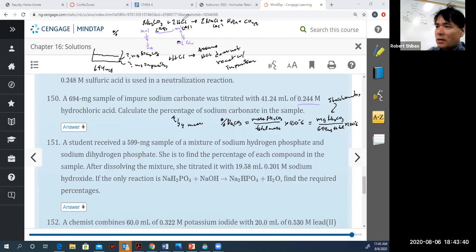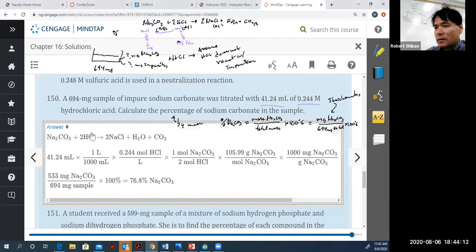And so it's just because the HCl only reacts with the sodium carbonate, so we can figure out how much sodium carbonate we had based on how much HCl reacted. And they give us how much HCl reacted: 41.24 milliliters of this 0.244 molar HCl solution reacted. So this is a titration style problem. Titration is just trying to figure out stoichiometrically how much was required for reaction. In this case, how much HCl was required for this reaction. Let's just see what they did here.